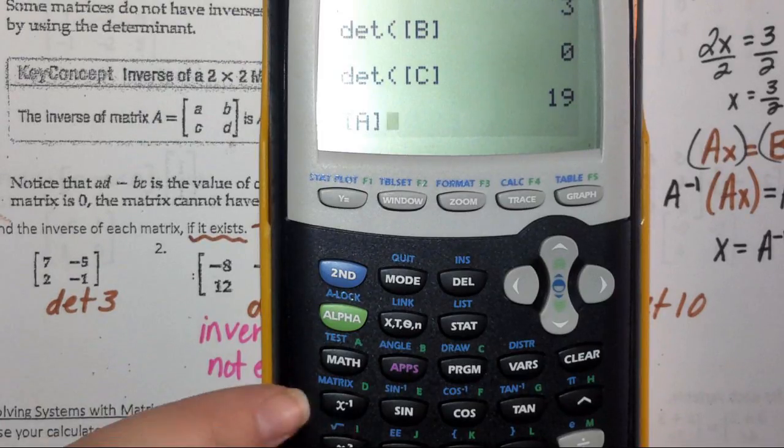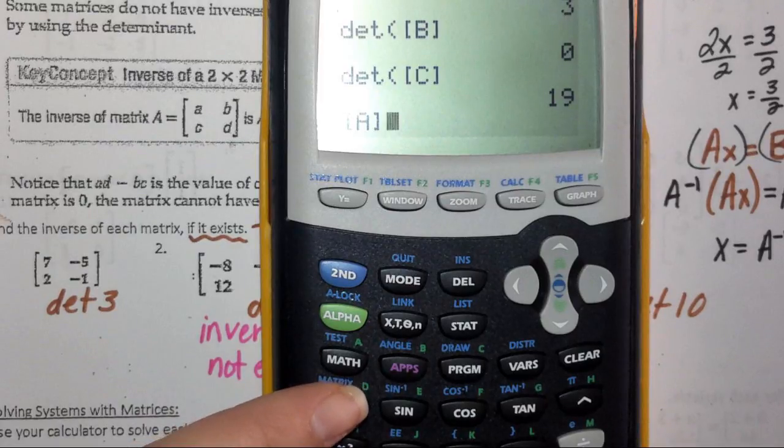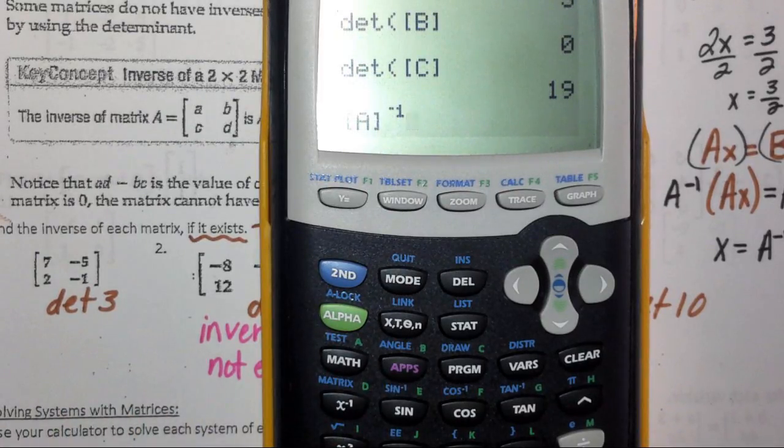It says x to the -1. It's not the matrix button you've been pressing, so just don't do second matrix. So now I have A raised to the -1. Does everyone see that? Does anyone not know where that is on their calculator? Okay, well, press enter and be brave.